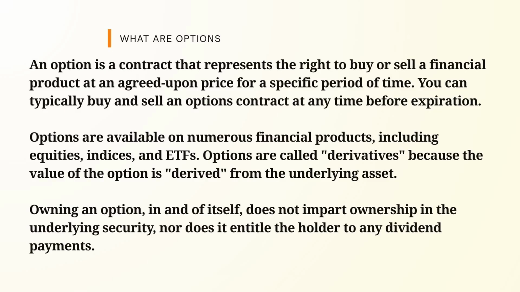So what are options? Well, an option is a contract that represents the right to buy or sell a financial product at an agreed upon price for a specific period of time. You can typically buy and sell an option contract at any time before expiration. Options are available on numerous financial products, including equities, indices, and ETFs. Options are called derivatives because the value of the option is derived from the underlying asset. Owning an option, in and of itself, does not impart ownership in the underlying security, nor does it entitle the holder of any dividend payments.